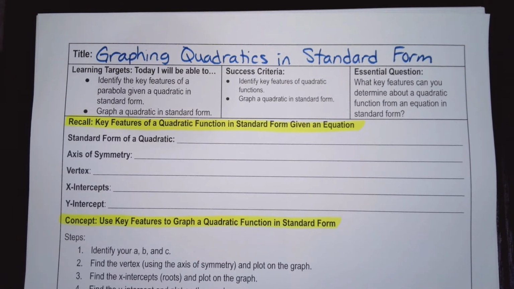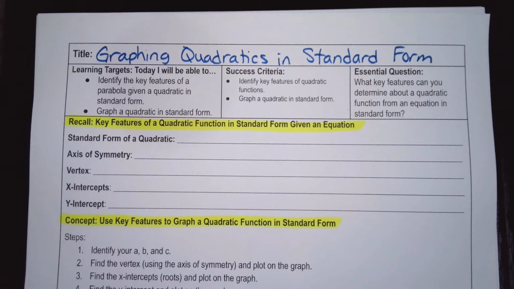Welcome everyone to lesson 11, graphing quadratics in standard form. So in lesson 10, we talked about and found all the key features of a quadratic in standard form, either by being given a graph or given an equation. Today, we are going to take a few of those key features and use them to actually graph. So today you're still going to be able to identify key features, but you're now going to take those key features and graph the quadratic given in standard form.